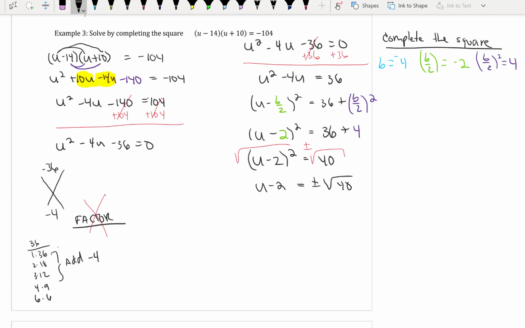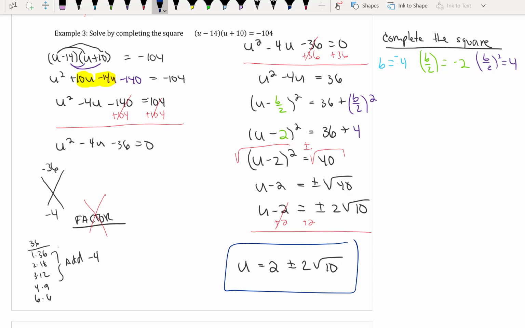And I know that I can break down 40. So u minus 2 is equal to plus or minus 2 square root 10. And now I'm going to add 2 to both sides. So that u is equal to 2 plus or minus 2 square root 10. And so that ends up becoming my final answer.